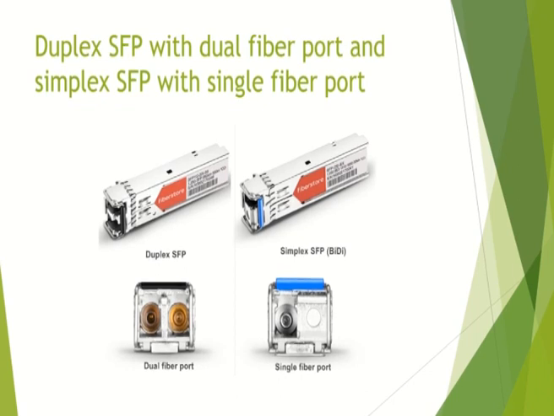It is very easy to distinguish a simplex SFP module from a duplex SFP module. All SFP transceivers must be used in pairs. Duplex SFP modules on both sides must be of the same wavelength. However, for a simplex BIDI SFP, it is necessary to use two having opposite wavelengths for the transmitter and the receiver.